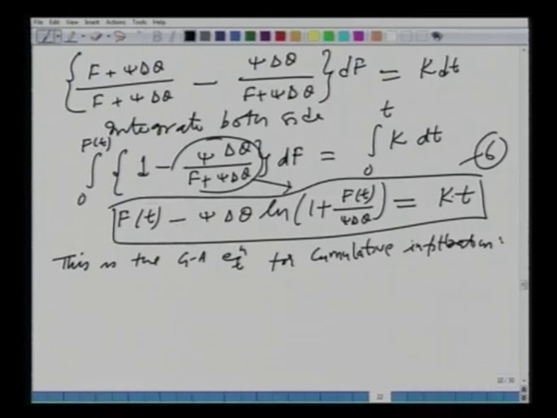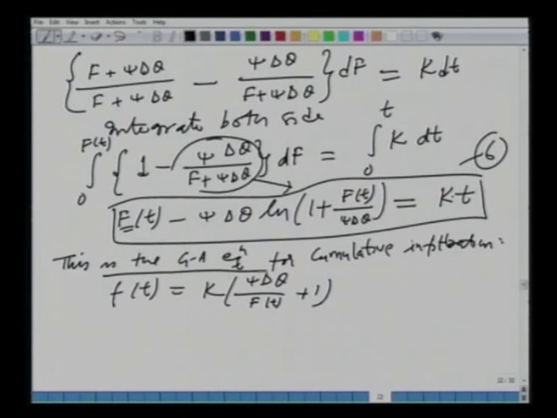Okay. Now, once this capital F is found, we can always find the small f by the equation which we have already written. So, it will be K times (psi delta theta over F(t) plus 1). Okay. This equation we had already written. So, there is a relation between the infiltration rate small f and the cumulative infiltration capital F, and capital F we can find out using this equation number 6, and let me name this as number 7.